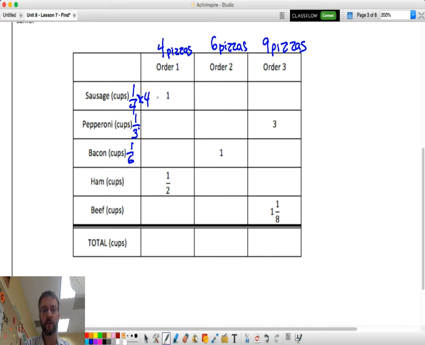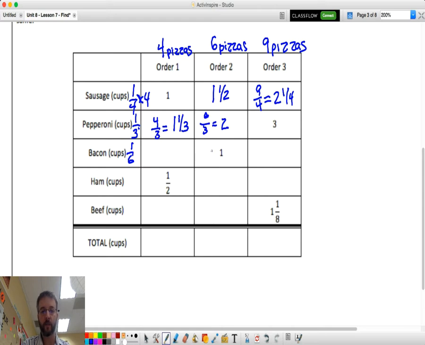If this order has 4 pizzas and 1/4 of a cup of sausage is needed for 1 pizza, then this order would have 1.5 cups of sausage, and this order would have 9/4 cups of sausage, or 2 1/4 cups of sausage. This one I could see would be 6 pizzas, or 6 1/3 cups. 6/3 is the same as 2 cups. Here they would have 4/3, which is equal to 1 1/3.